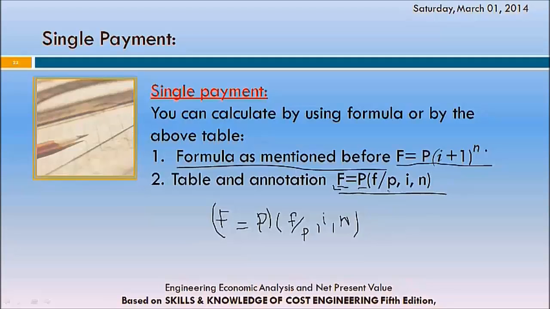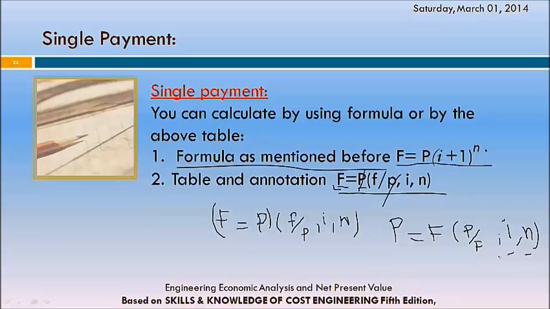There are also some people who use this simple method, which is P over P. So P over P, you can cancel P with P, then the remaining is F. So you're finding F. In the same way, if you are finding P given F, you have to open the bracket, then write P over F, comma, I, comma, N. As we said, I is the interest rate and N the number of periods.